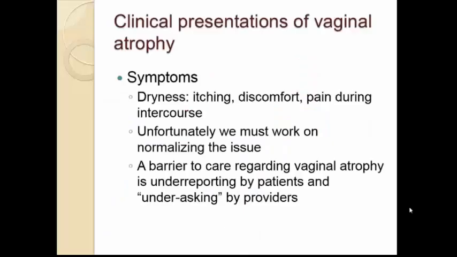The clinical presentations of vaginal atrophy include many things. Some of the symptoms you may see in your clinic that present are itching, discomfort, pain during intercourse. Unfortunately, one issue in this presentation is that patients may not inform you of what's going on. We need to work on normalizing this issue. One barrier in regards to vaginal atrophy is the underreporting by patients and under-asking by providers.